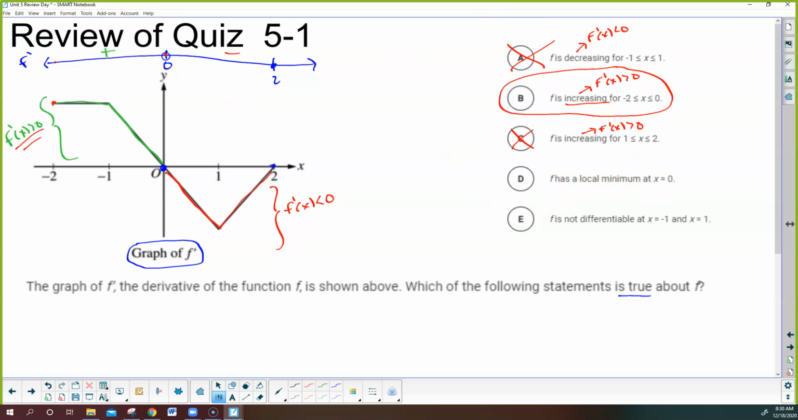F has a local minimum at 0. Well, wait a minute. Here's 0. What's changing? We're changing from a positive slope to a negative slope. So I'm going up to down on the original function, which means there's a maximum at 0, not a minimum.